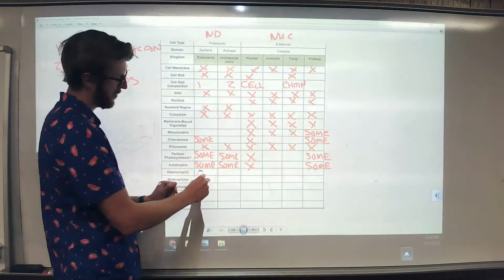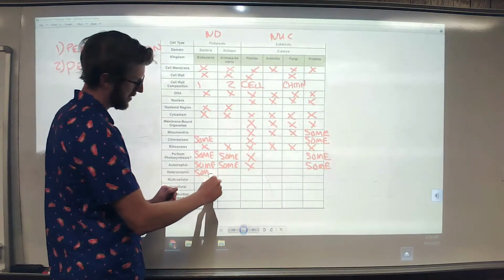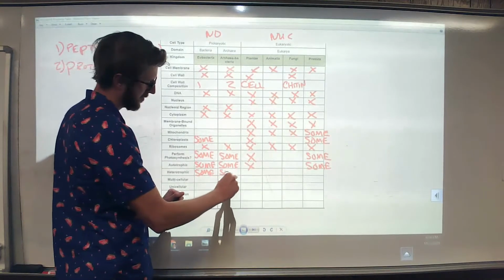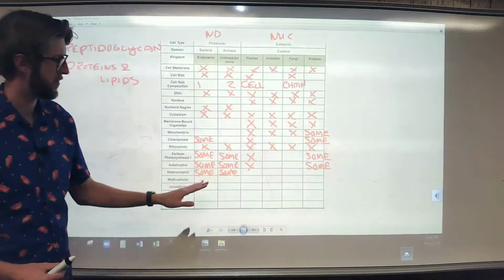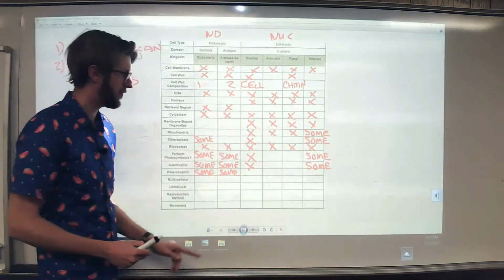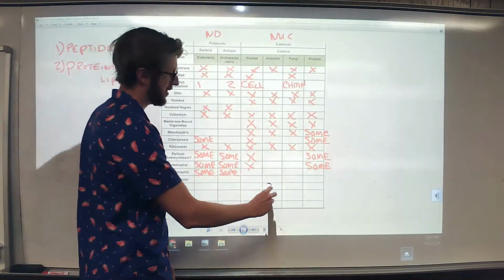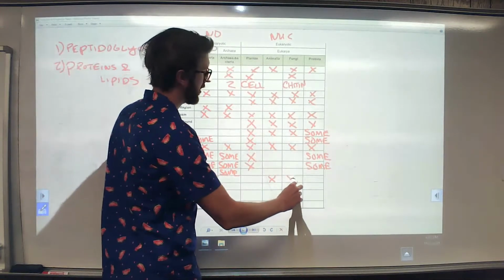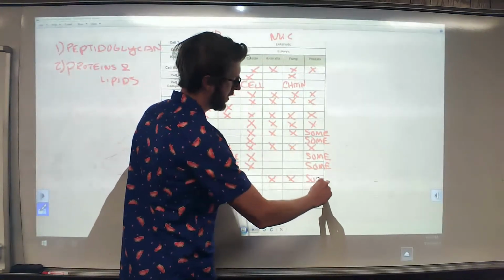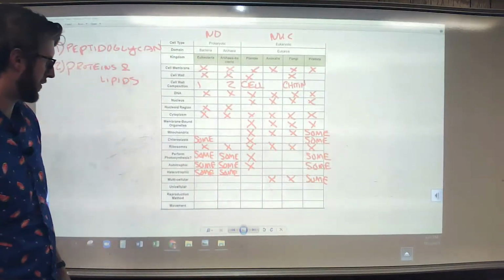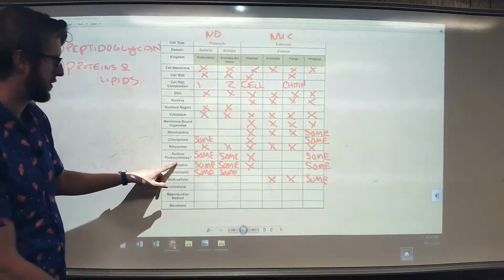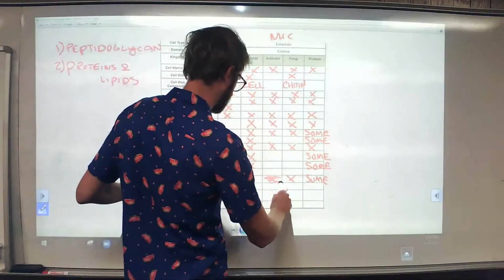Heterotrophic. So, of course, if some are autotrophic, that means some are heterotrophic, right? Some of the bacteria are autos, some are heteros. Plants, they're not heterotrophic. Animals, though, are. Fungi are. And again, if some of the protists are autotrophic, some are heterotrophic. Oops, I wrote those in the wrong thing, didn't I?